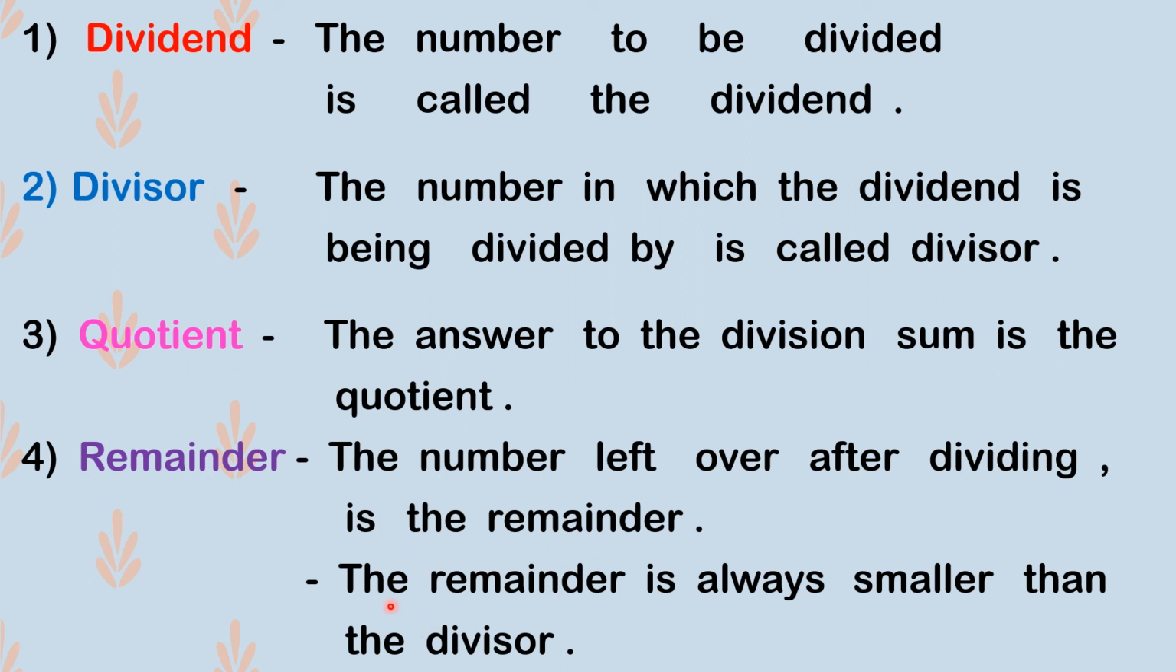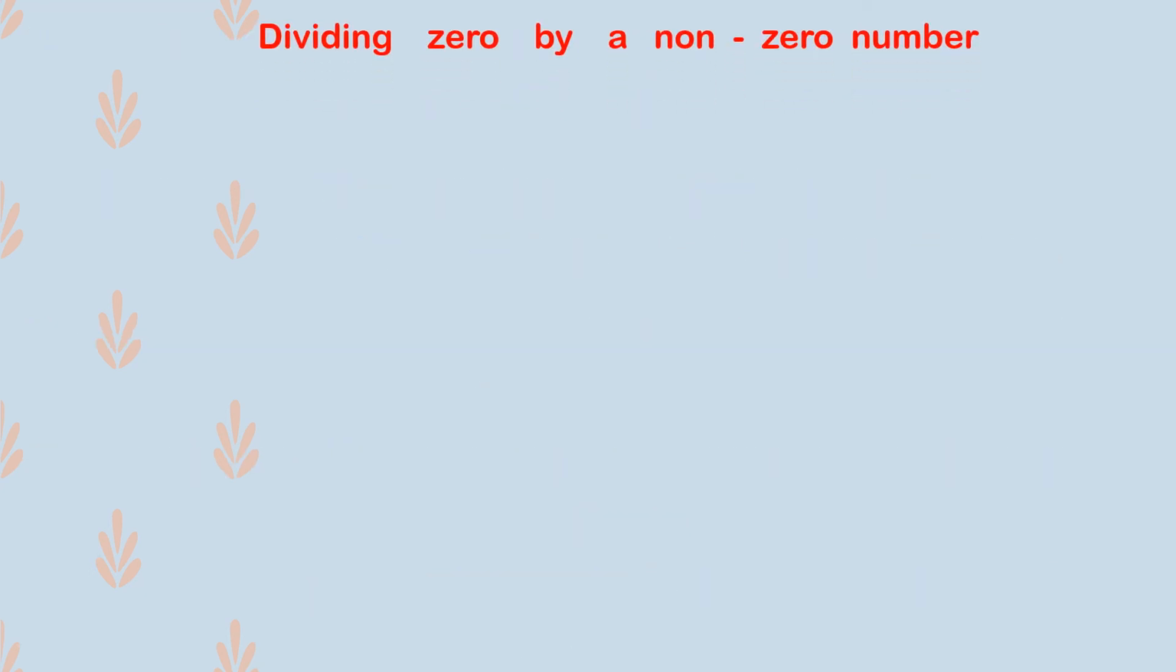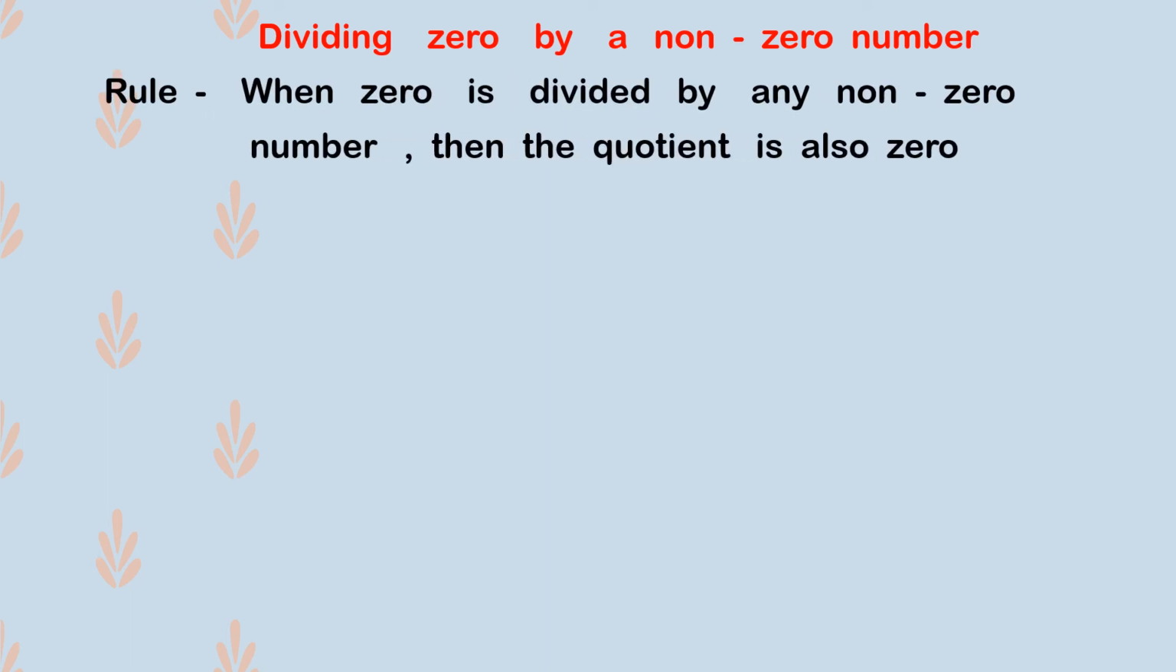Now remember, the remainder is always smaller than the divisor. I repeat, the remainder is always smaller than the divisor. Remember, the divisor was 3, the remainder is 2. So when the remainder is smaller than the divisor, your sum gets over there. Moving ahead, there is another rule, dividing 0 by a non-zero number. What does it mean? When 0 is divided by a non-zero number, then the quotient is also 0.